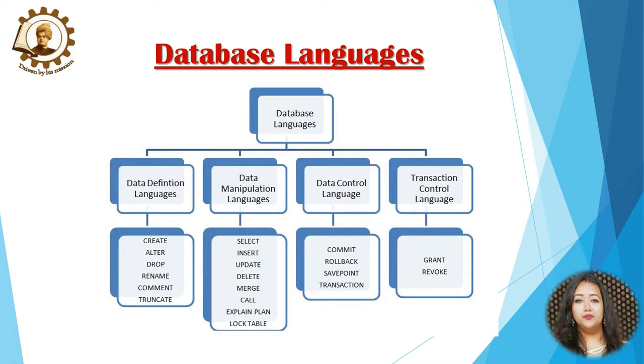DCL stands for Data Control Language. It is used to retrieve the stored or saved data. The DCL execution is transactional. Here are some tasks that come under DCL: commit, rollback, save point transaction. DCL is used to run the changes made by the DML statement.